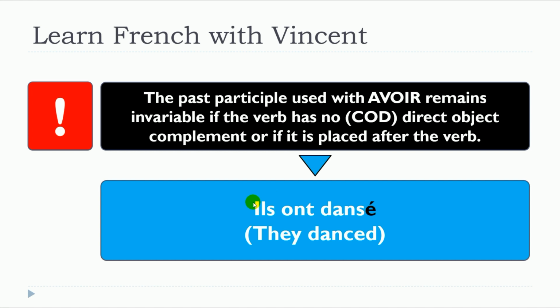So now, ils ont dansé. Ils, remember, is the masculine plural form. It will be exactly the same thing. So your past participle won't change at all. And obviously, elles ont dansé, feminine plural, it will be the same. So remember, whether it's the masculine singular, feminine singular, masculine plural, or feminine plural, it is the same form of the past participle danser. So that was the first situation, no direct object complement.